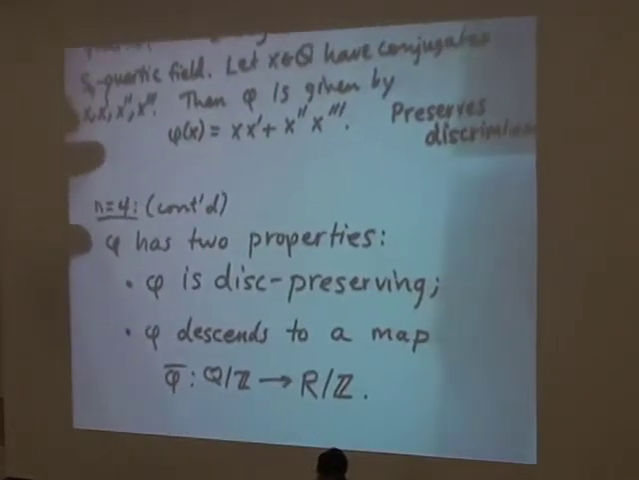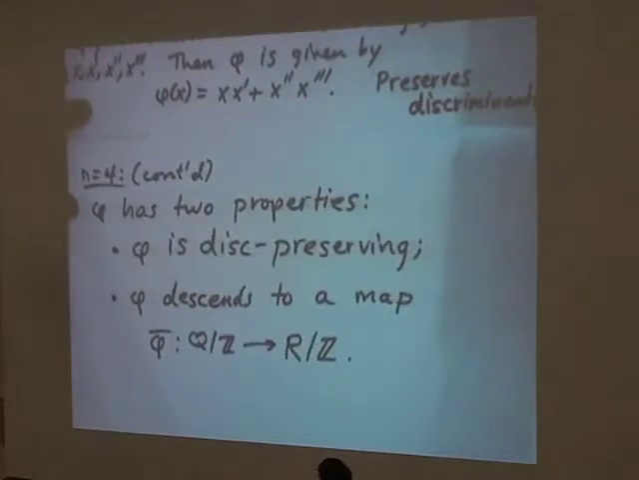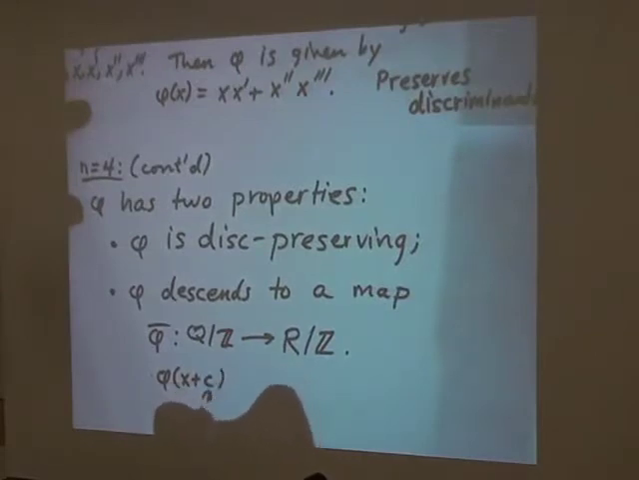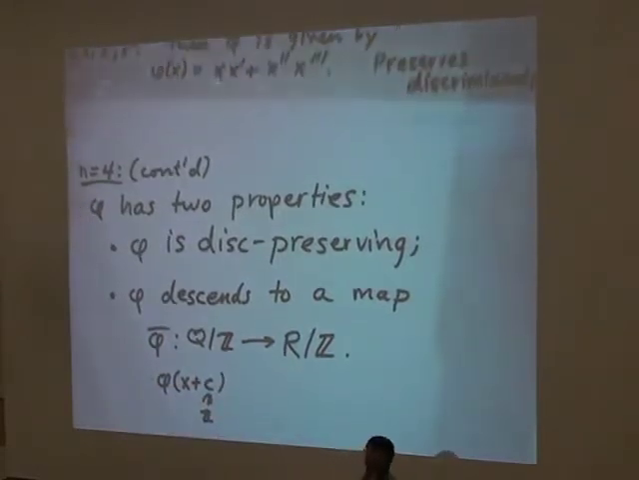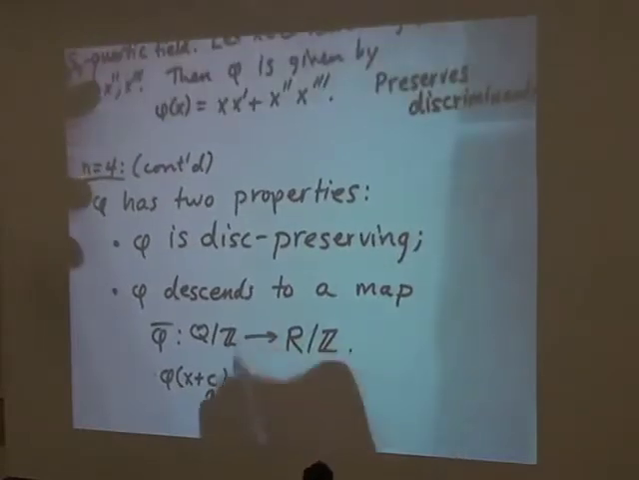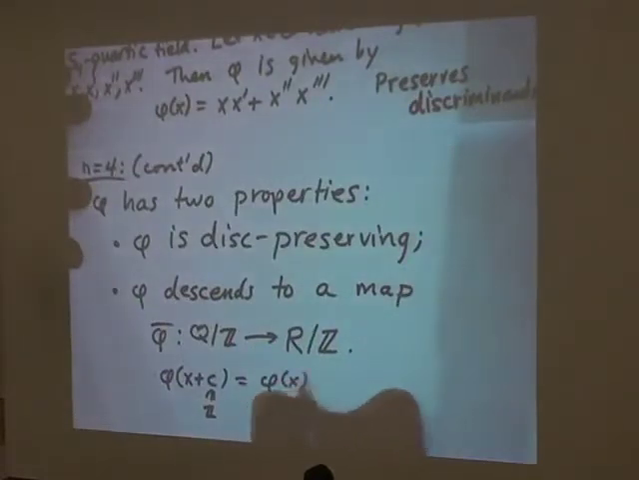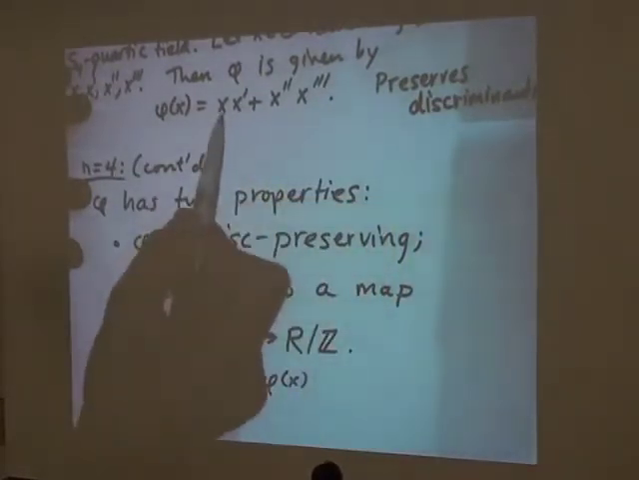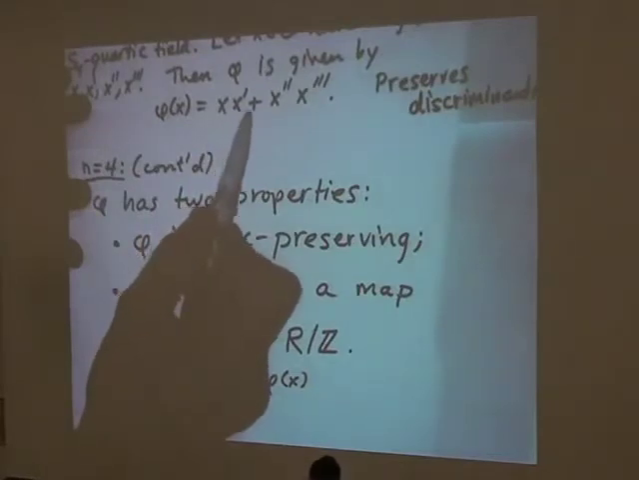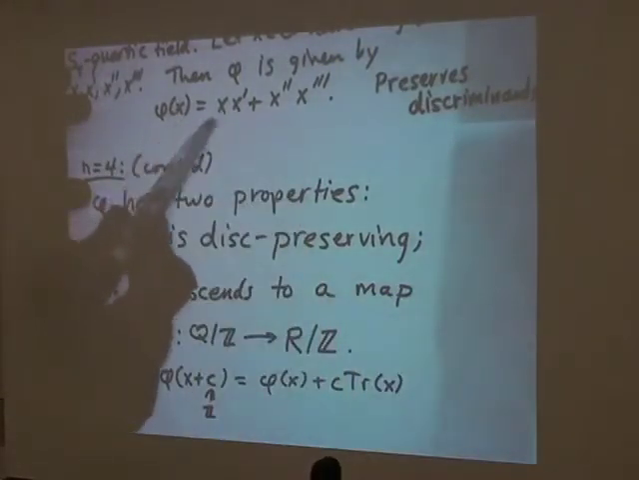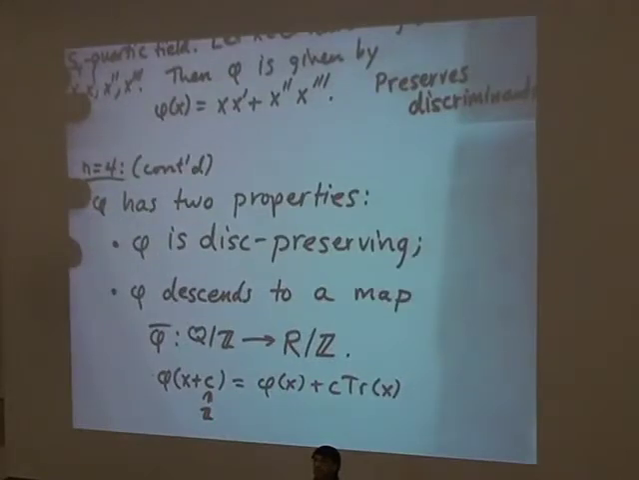So why is that? I just want to keep phi up there. Well, if you look at phi of x plus some constant c in Z, what happens? If you just put x plus a constant here, you're going to get phi of x again. But then, if you have x plus c, you're going to get c x prime, and you have x prime plus c, so you're going to get c x. So you're going to get phi of x plus c times the trace of x, because you're going to get a term c x prime, c x double prime, c x triple prime.